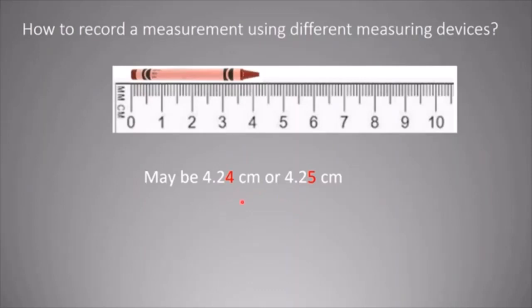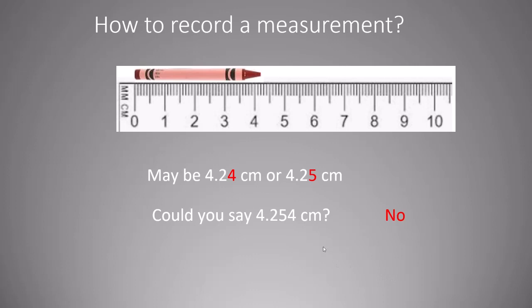Now again, for this, could you say that it can be 4.254 centimeter? Can you add a thousandths place in here? And the answer is no, it is not possible, because this thousandths place is not within the ability. The key to remember from this topic is that all measurements are made by determining the marks on the measuring device and then estimating one place beyond the precision of those marks.